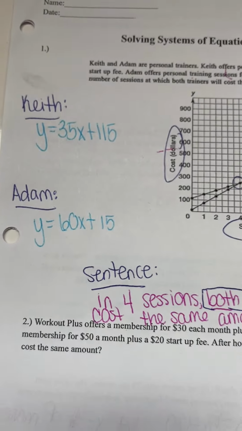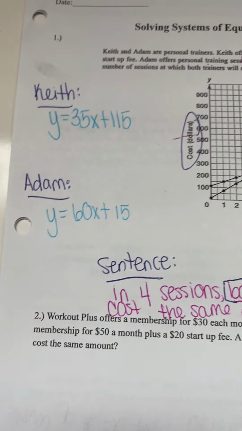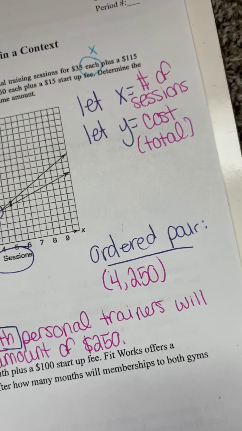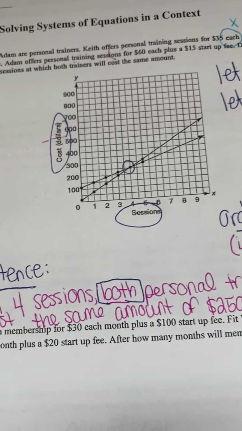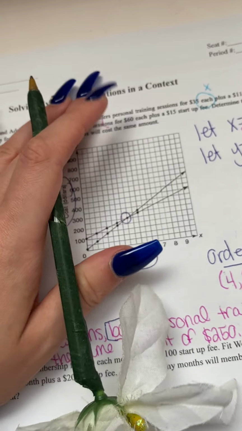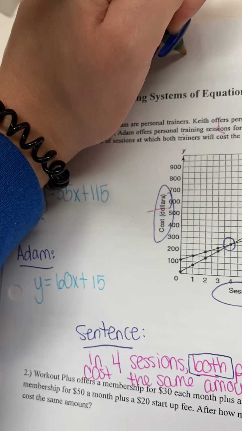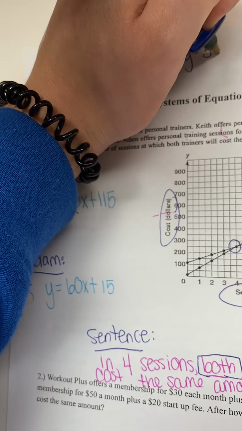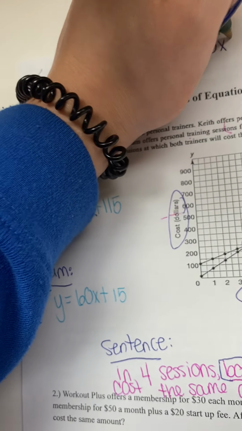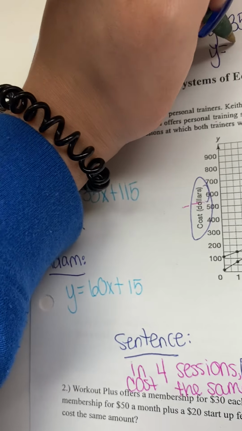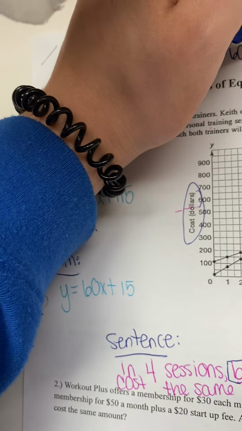Now, if we were to write these 2 equations out right underneath of each other, I'm going to go ahead and do that. I'm just going to write it up here. I got really big handwriting, remember? So, we have y equals 35x plus 115. And then we have y equals 60x plus 15.